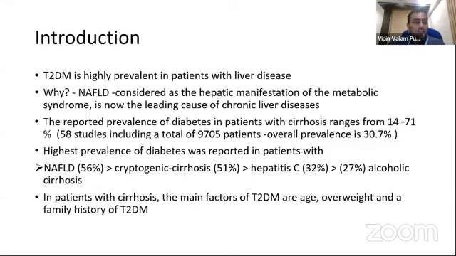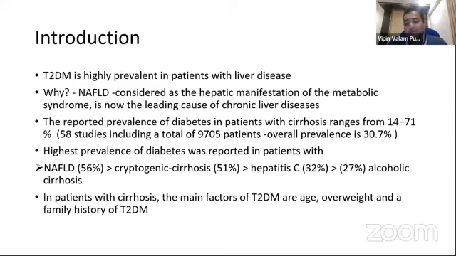If you see the introduction, why are diabetes as well as liver disease important? Diabetes, we know, is highly prevalent in patients with liver disease because of NAFLD, which is considered the hepatic manifestation of metabolic syndrome. The majority of patients who develop chronic liver disease as a sequela of NASH or NAFLD also have diabetes. The prevalence ranges between 14 to 71%, and a meta-analysis shows a prevalence of around 30%. Depending upon the liver disease, it also changes. The maximum prevalence is in NAFLD, followed by cryptogenic cirrhosis, followed by hepatitis C, and followed by alcoholic cirrhosis.